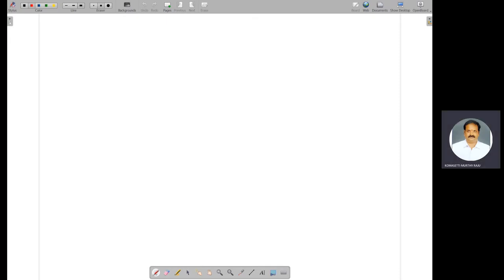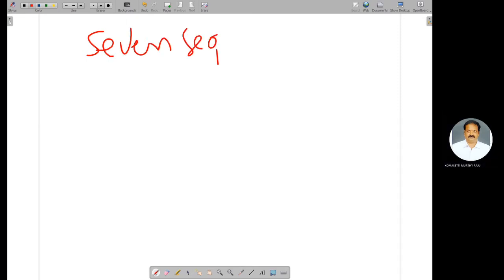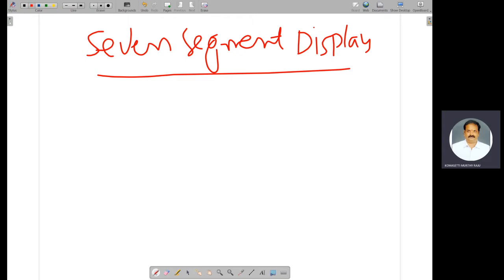The topic to be discussed here is a 7 segment display. The 7 segment display has 7 LEDs called segments arranged in the shape of number 8.